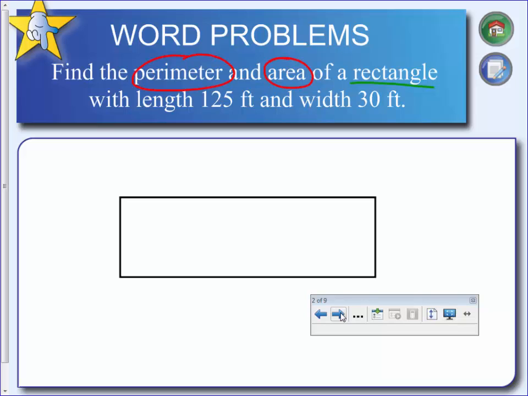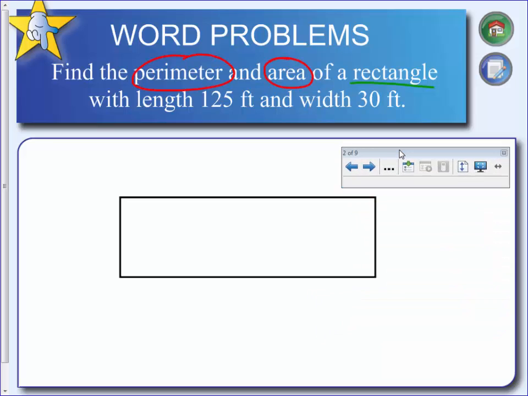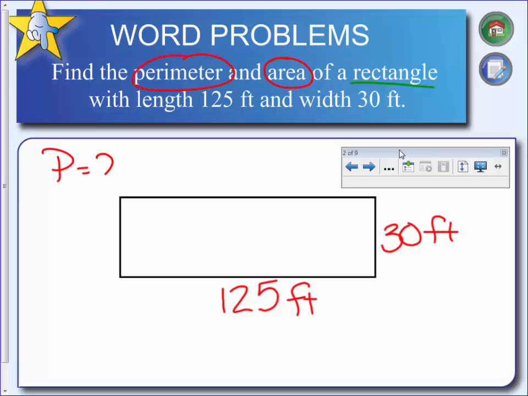It provides us with the length of 125. I'm just going to label that here on my rectangle, and the width of 30 feet. I would always pay attention to the units. You'll see us notating with feet, inches, centimeters, depending on what they give you. So for perimeter, perimeter equals 2L plus 2W. Go ahead, if you want, pause it and work this out so that you can see if you can get the right answer.